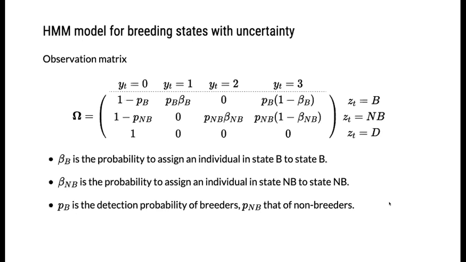Let's say, for example, if you are a breeder individual, the probability of being detected and your status being unknown is the probability of being detected as a breeder, times the probability of not being assigned as a breeder individual, one minus beta B. So this is how we account for uncertainty in the assignment of the state. We introduce those parameters for state assignment uncertainty.